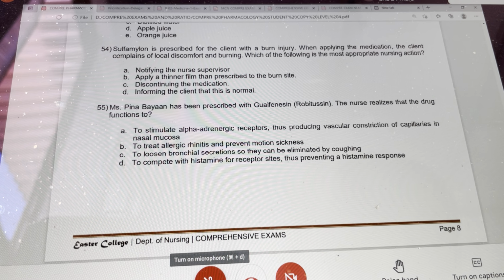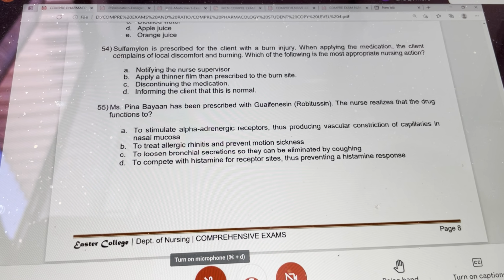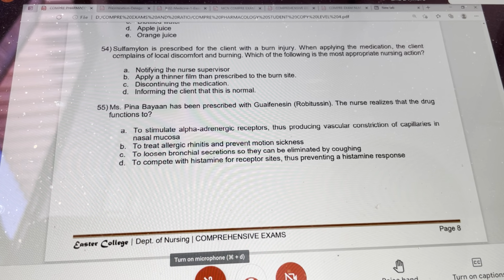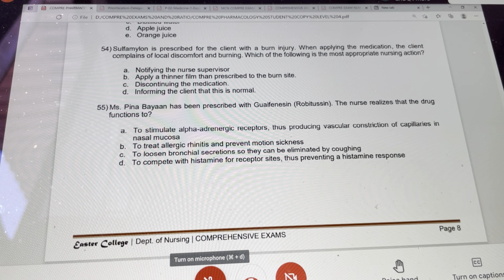E. Letter. Inform the client that this is normal is the correct answer. Why? As part of the component of your Sulfamylon, we have mafenide acetate, which is bacteriostatic for gram-negative and gram-positive bacteria. Remember that the skin of the patient has been damaged because of a thermal injury.